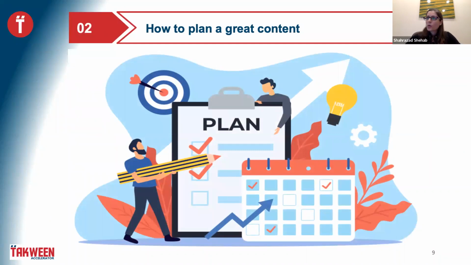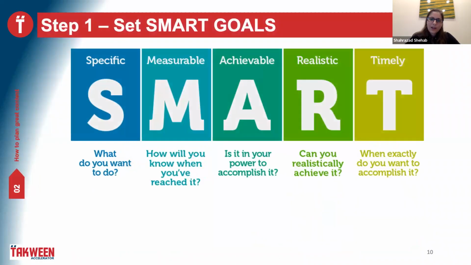Okay. So how can you plan great content? The first step to plan great content is to set SMART goals. Goals are very important and are an important part of running a successful business. Make your goals SMART, that is specific, measurable, achievable, realistic, and time-bound.